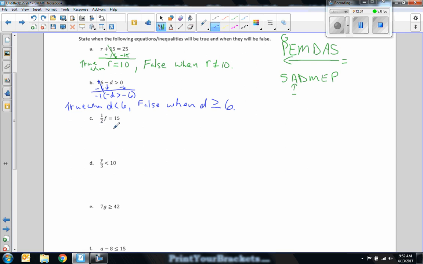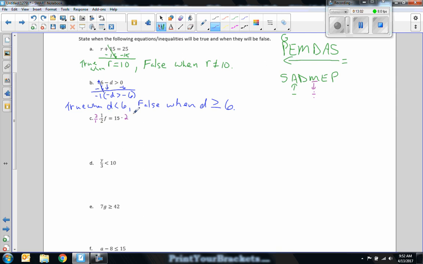Or C, 1/2 F equals 15. We're multiplying F by a half. So if we're multiplying, the inverse is division. But I don't want to divide a fraction by a fraction, because we can't divide by fractions. We have a rule in math that says to multiply by the inverse or the reciprocal. So I'm going to multiply both sides by 2, which is the same as 2 over 1.